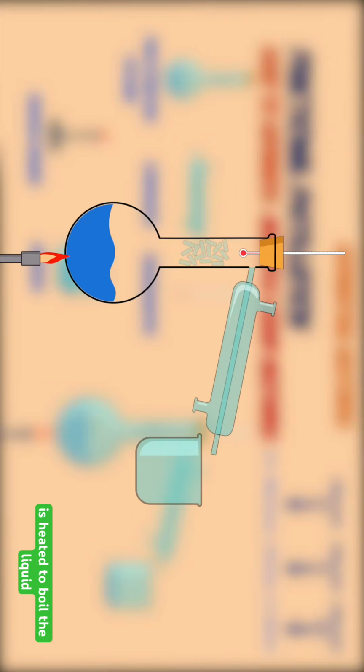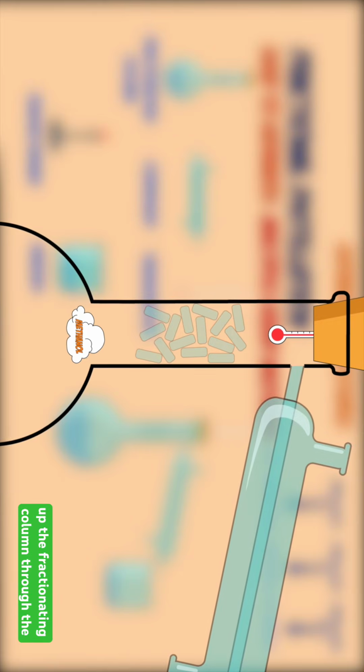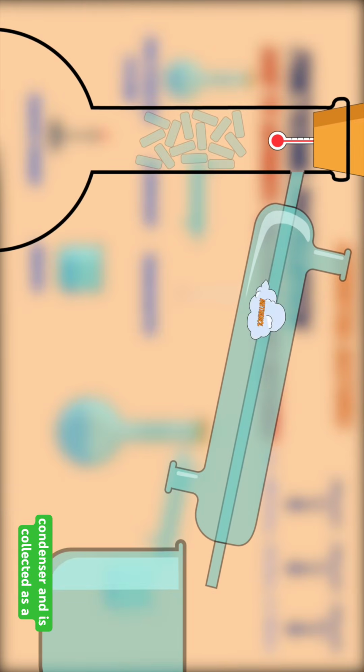So just like in simple distillation, the mixture is heated to boil the liquid with the lowest boiling point, which is methanol in this case. This causes it to boil into gas whilst leaving the ethanol and water in liquid form. The methanol flows up the fractionating column through the condenser and is collected as a liquid in a beaker.